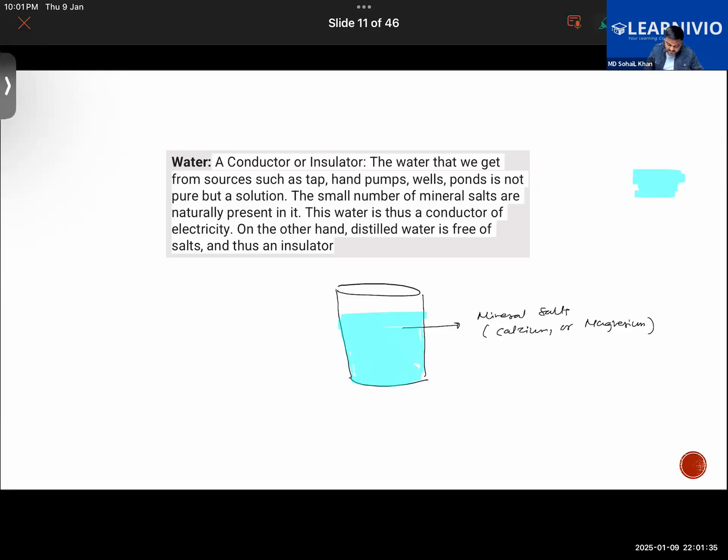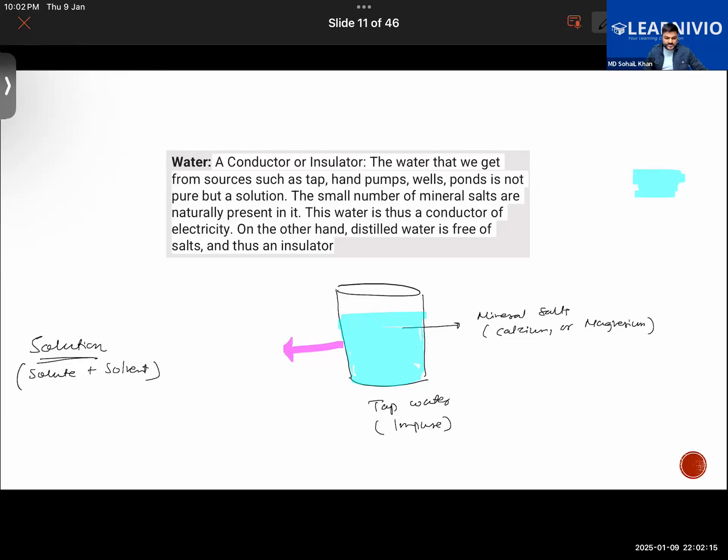So this tap water, suppose this is tap or well water, it is not pure, it is impure. Why are we calling this impure? Because this water is a solution. And a solution by definition means that it will have two components in it. It will have a solute in it, plus it will have a solvent in it. Now, what are these terms, solute and solvent?